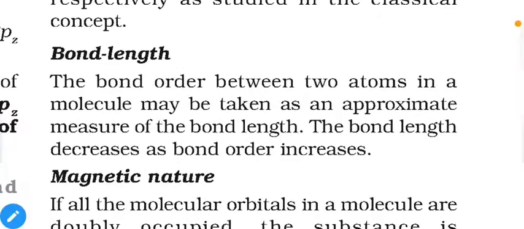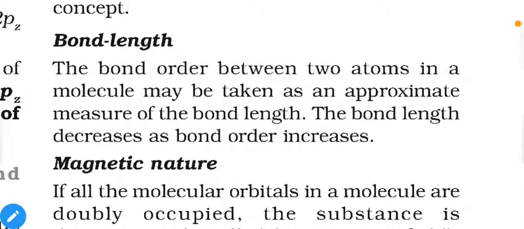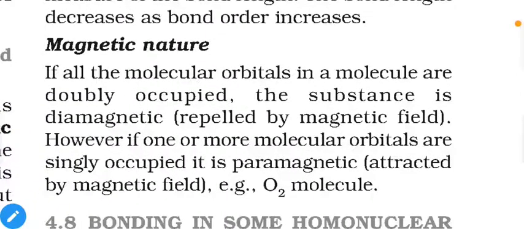Then we have bond lengths, and the same thing is applicable. Increasing bond length will decrease the bond strength, and decreasing bond length will increase the bond strength. That means they are inversely proportional. And lastly, we discussed magnetic nature. For magnetic nature, we need single electrons. If our molecule contains at least one single electron, then it will be magnetically active, or paramagnetic. And if all the electrons in the atom or molecule are paired up, it will be diamagnetic, which feels repulsion from an external magnetic field.